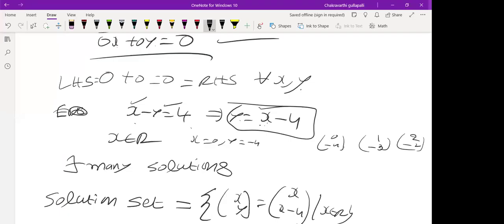How do we get infinitely many solutions? Like this: if you give x equal to 0, you will get (0, minus 4). X equal to 1, 1 minus 4 is minus 3. Like that, you get infinitely many solutions.